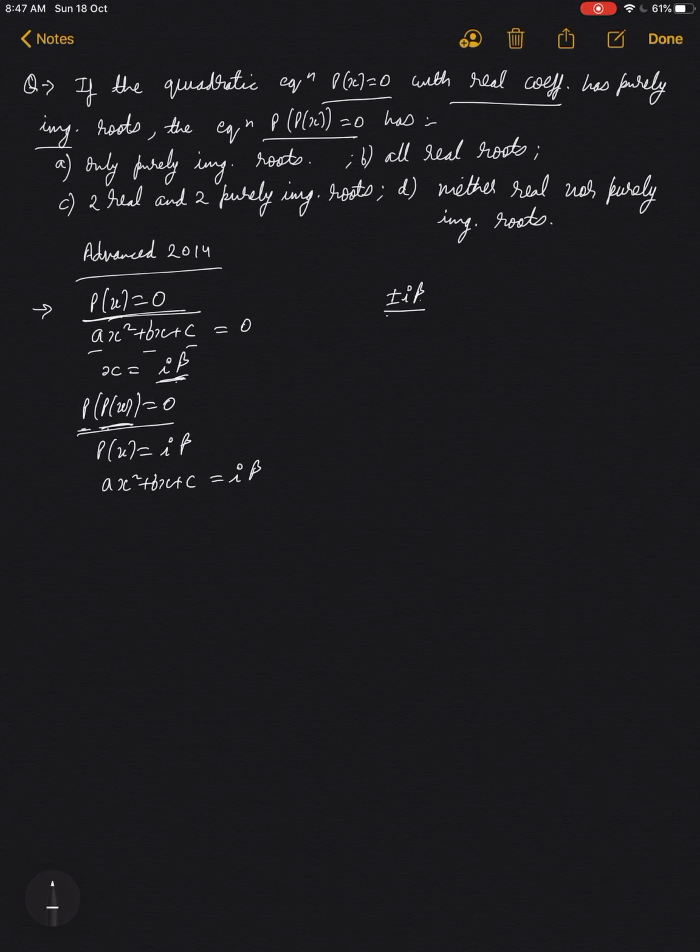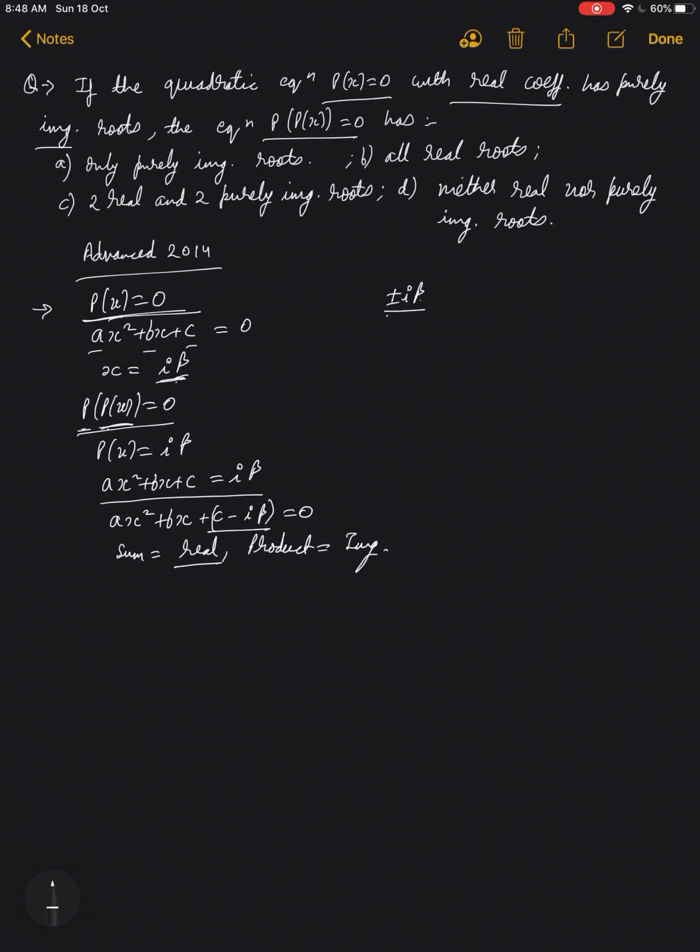Then in this equation, now it is a quadratic equation again, but now the coefficients are not real numbers, they are imaginary. Coefficient of x square is real, coefficient of x is real, but constant is imaginary. c minus iota beta equal to 0. That means sum of the roots is real, minus b by a, and product is imaginary. Why? Because c by a, c is imaginary. Now what can we conclude from this?